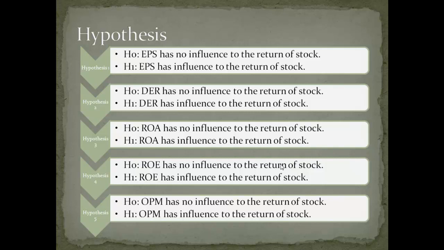The first hypothesis is EPS has no influence to the return of stock, with the alternative hypothesis EPS has influence to the return of stock. The second hypothesis is DER has no influence to the return of stock, and the alternative hypothesis on the second hypothesis is that DER has influence to the return of stock. Hypothesis 3, ROA has no influence to the return of stock, and the alternative hypothesis on this third hypothesis is ROA has influence to the return of stock.